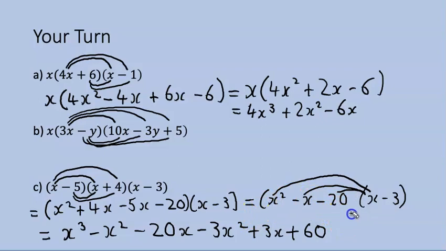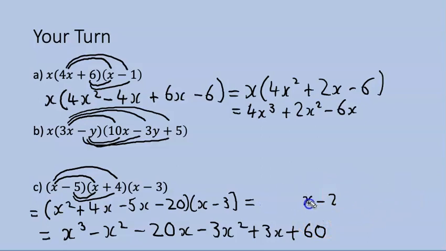So when I simplify this all, I'm just going to make note here. x cubed stays the same, so that stays. I need to simplify minus x squared and minus 3x squared. Minus 20x has also got to change, because I'm adding 3x onto that. And then plus 60 stays the same.